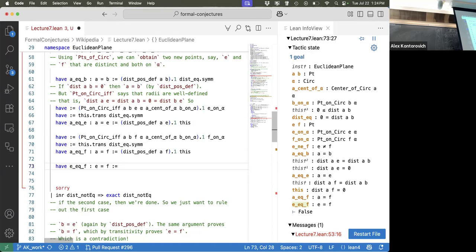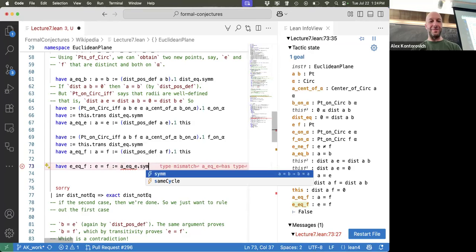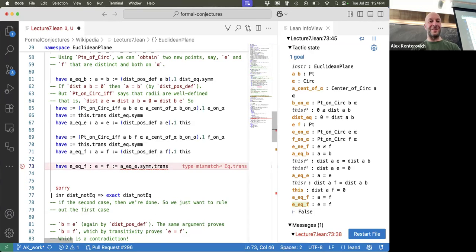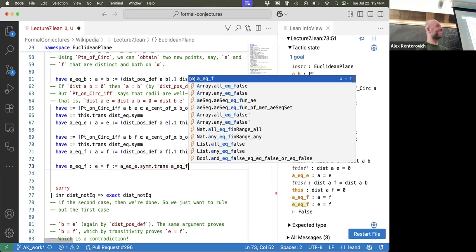Did everybody get it? So what'd you write? Other than Sanvi, Navia, did you get it? Sayuri, did you get it? I think you got it. A equals E dot sim dot trans, A equals F. Great job. That does it.